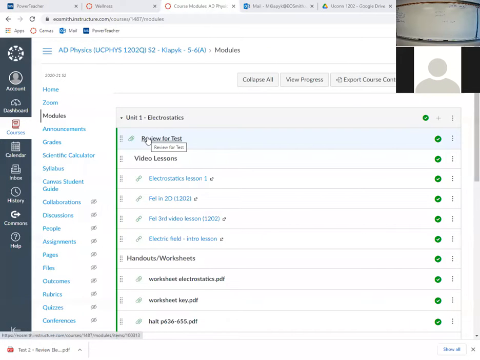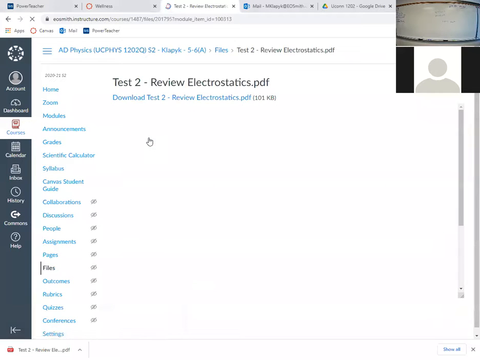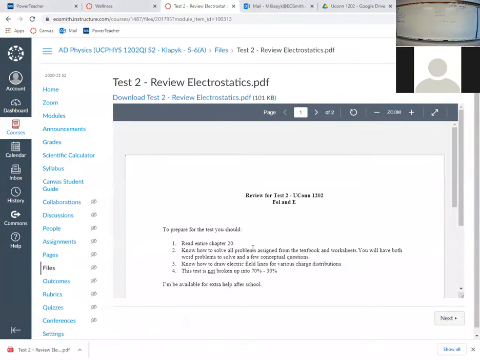All right, so if you go to Canvas, let me show you where that is. It's easy to find, it's right there on the top. It says review for the test, and you can open that up. We'll go over this one actually, because this is going to be my guide for the review anyway. I'm going to run it off of this, so I'm going to click on that. Let's see what it says.